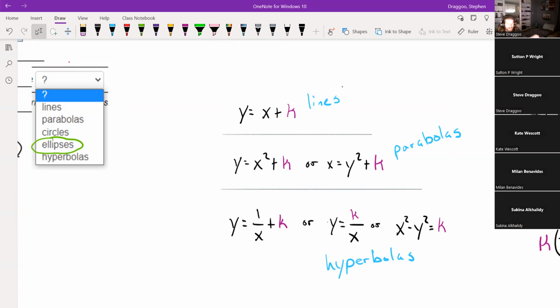Cool. So those are the 3 basic shapes that we'll want to narrow down to, or 4 really, because we're also including the ellipses: lines, parabolas, hyperbolas, and circles or ellipses.